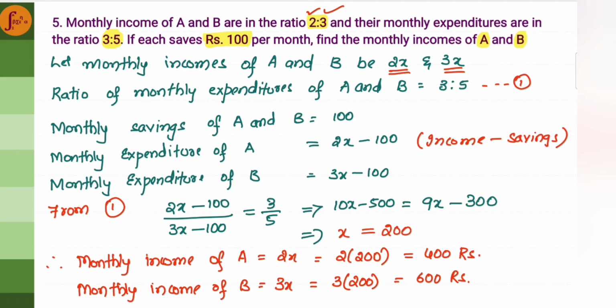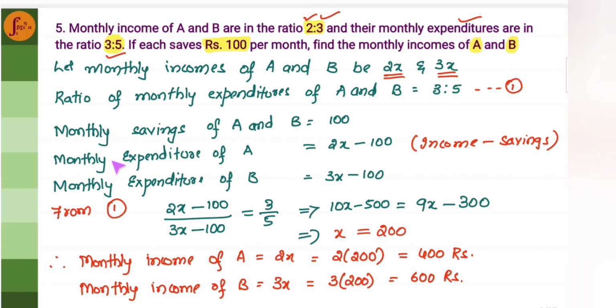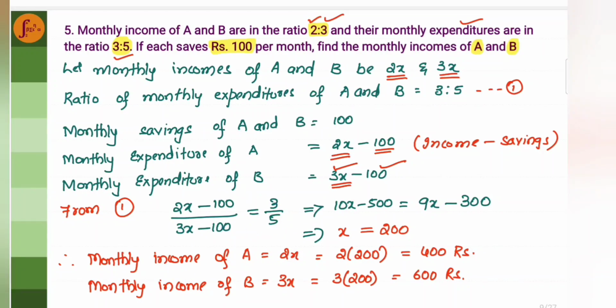Monthly income ratio is given. Monthly expenditure ratio is given. What is monthly expenditure ratio? Monthly expenditure of A is nothing but income minus 100 rupees because he is saving 100 rupees. And monthly expenditure of B, again 3x minus 100 because this is income and this is his savings. So, income minus savings is expenditure. So, the ratio of the expenditure is 3 by 5, which is given. If you solve this equation, you are going to get the value of x. X is going to be 200. Now, we know that we have assumed monthly income of A is 2x.